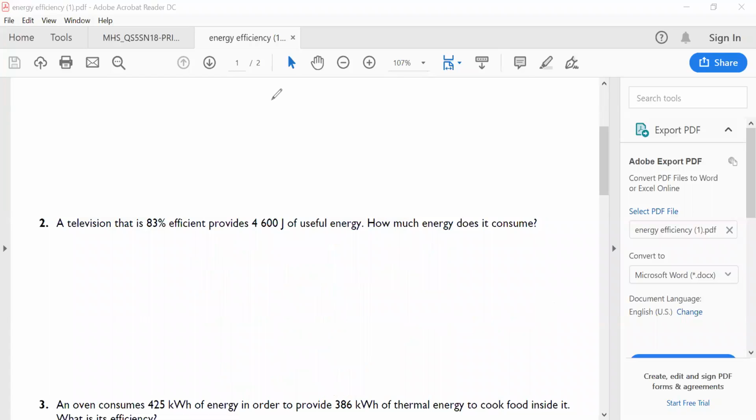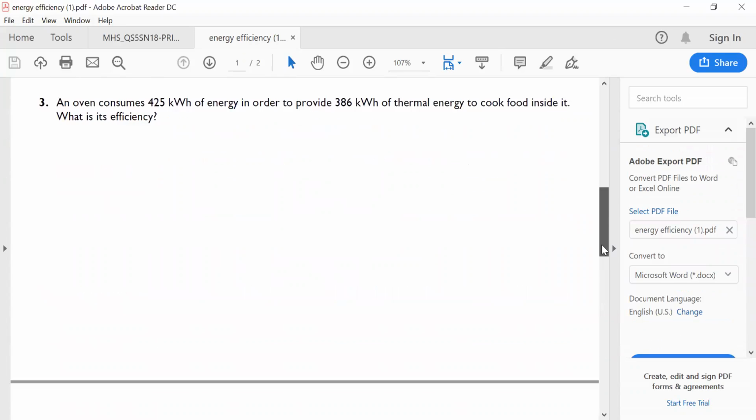Let's clear all this up and move on to question 3, where it gets just a touch more difficult. An oven consumes 425 kilowatt hour of energy in order to provide 386 kilowatt hour of thermal energy to cook the food inside it. What is its energy efficiency?